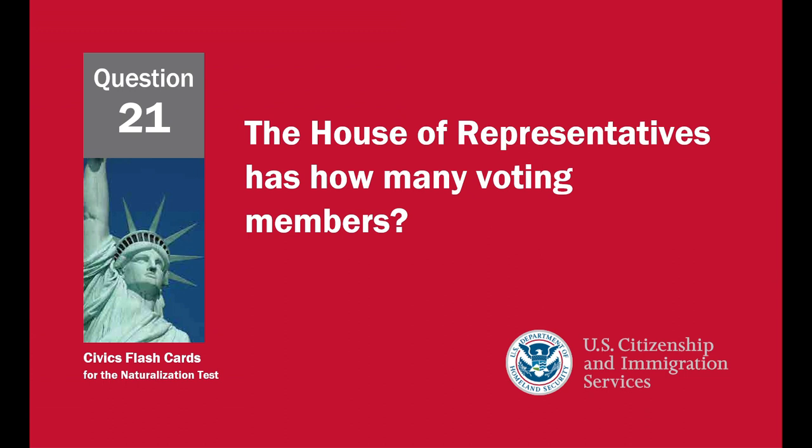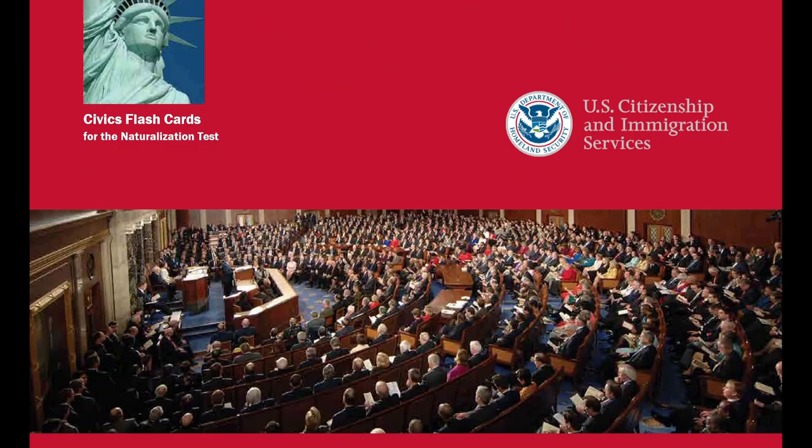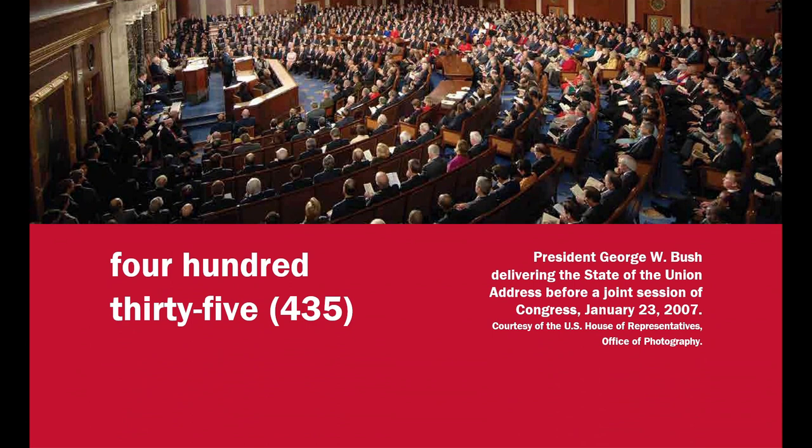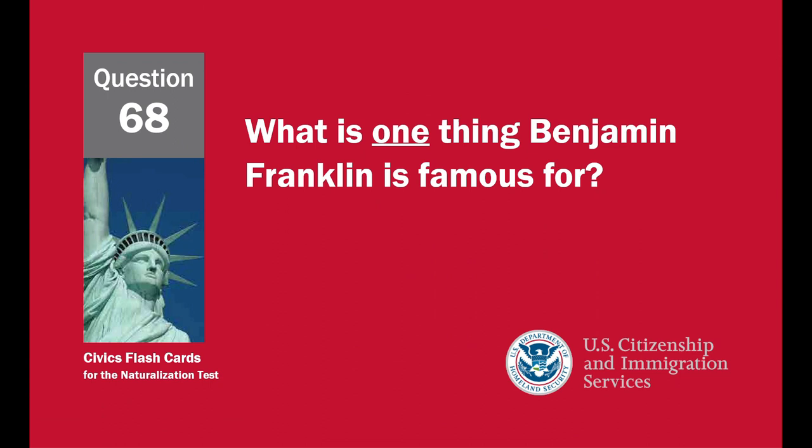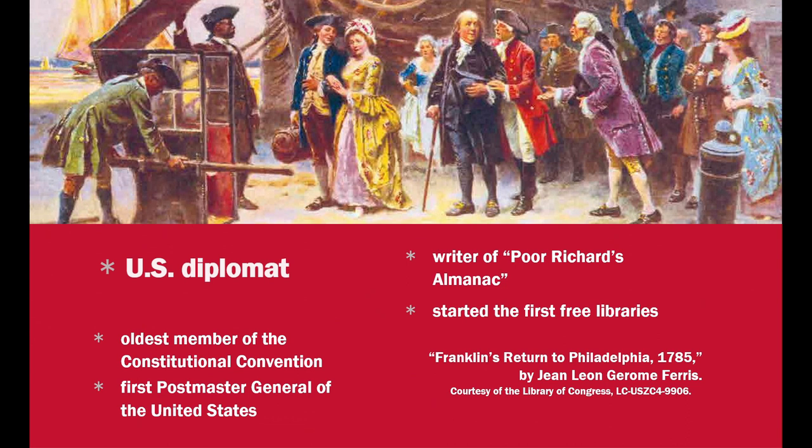The House of Representatives has how many voting members? 435. Name one problem that led to the Civil War. Slavery. What is one thing Benjamin Franklin is famous for? U.S. diplomat.